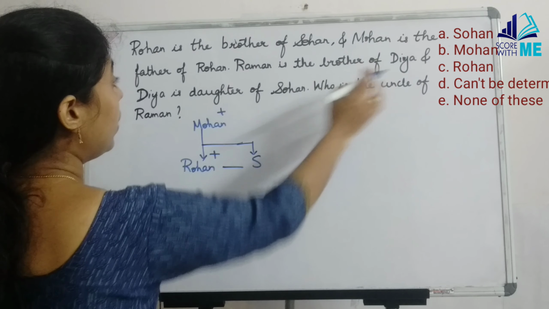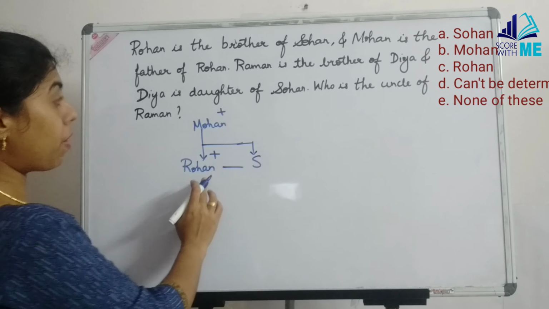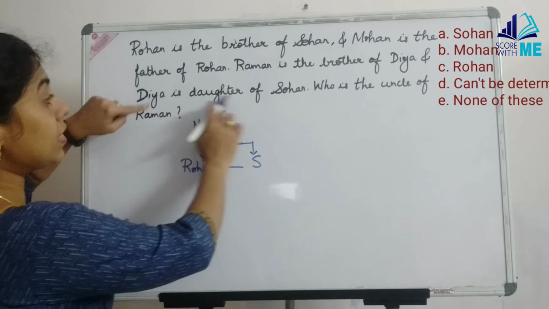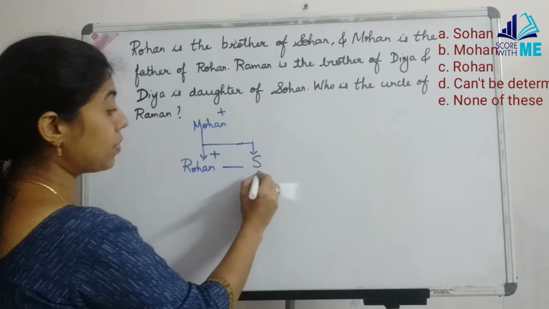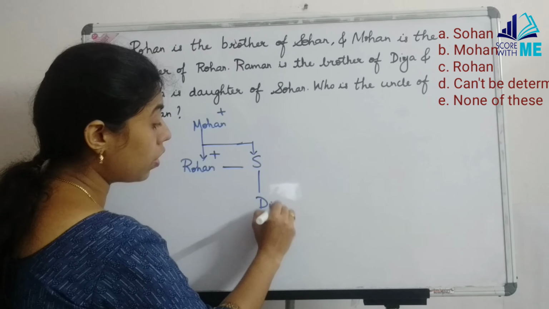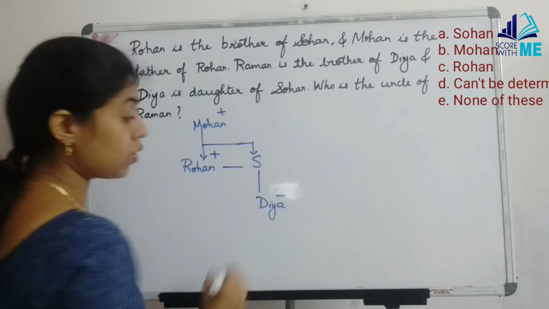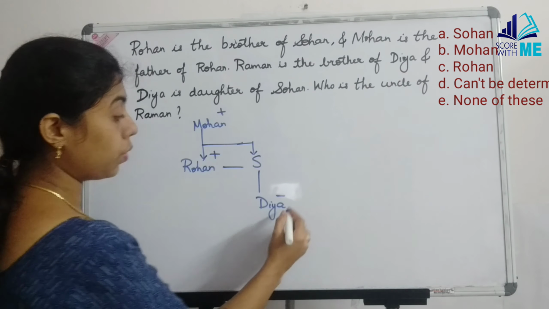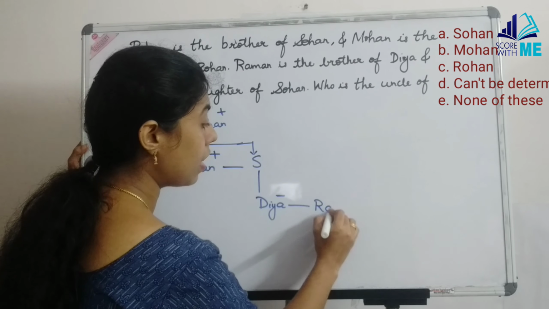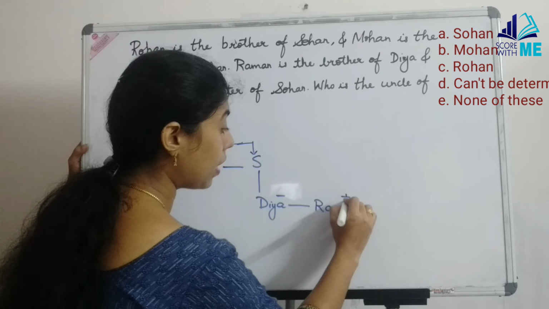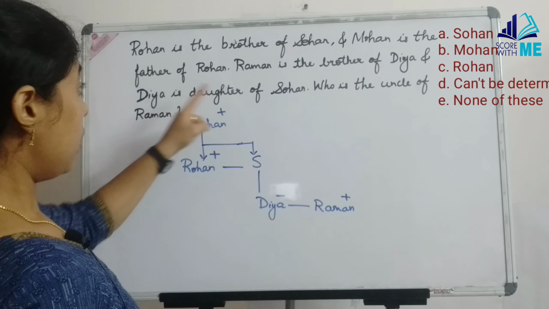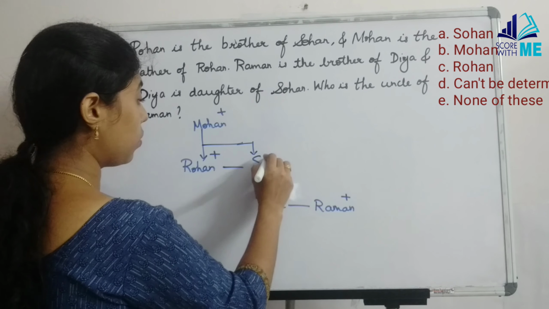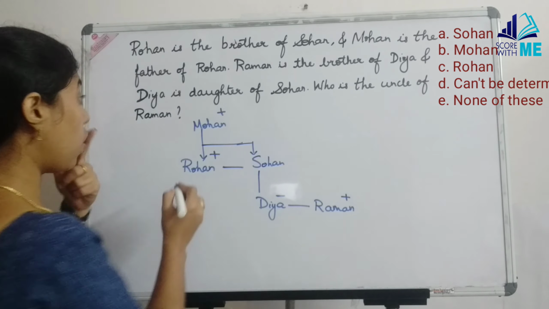Raman is a brother of Diya, but we do not know anything about Raman and Diya. So let us see who is Diya. And Diya is the daughter of Sohan. So this is what comes here. Diya is the daughter of Sohan. Diya is daughter, so female. And now we can come back. Raman is the brother of Diya. So Diya and Raman are siblings. He is brother, so male. So now we have this complete statement as well. We have completed that also. This is Sohan. Who is the uncle of Raman?